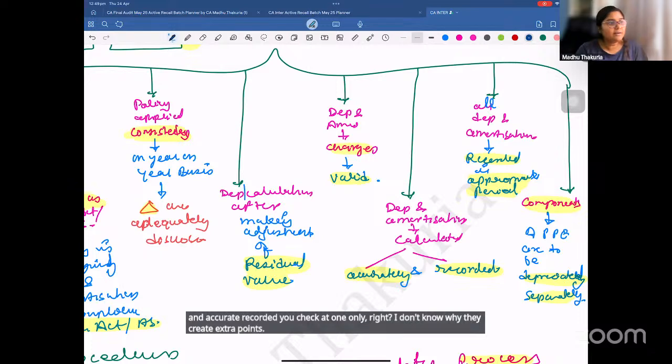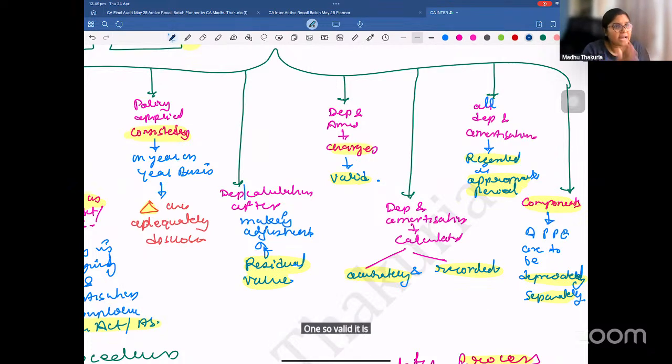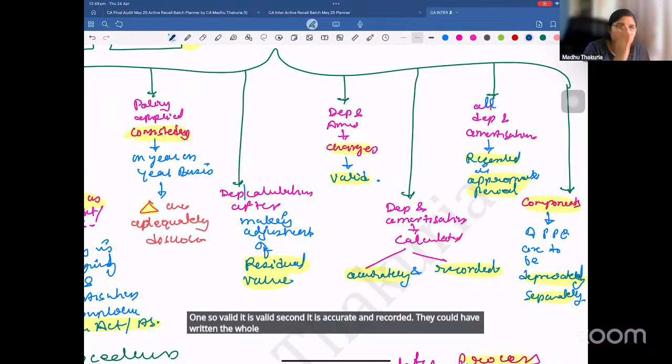So first, it is valid. Second, it is accurate and recorded. They could have written the whole thing in one point only. So first determine which is the valid asset. If the asset is in the company's name, if the entity is owning the right over that asset, then only you will charge the depreciation. So it has to be a valid charge. Then the calculation needs to be accurate and recorded.